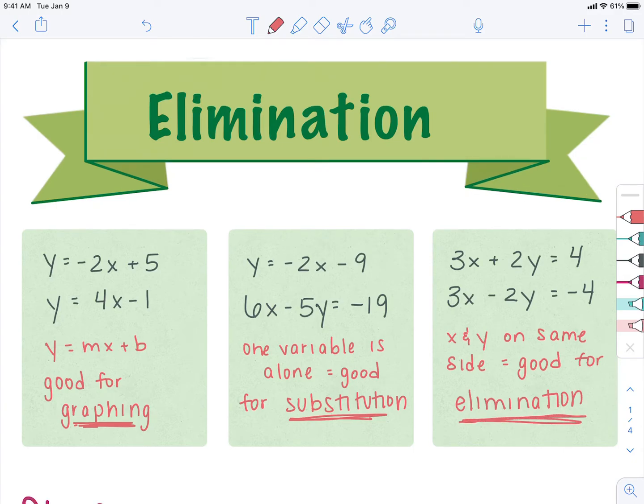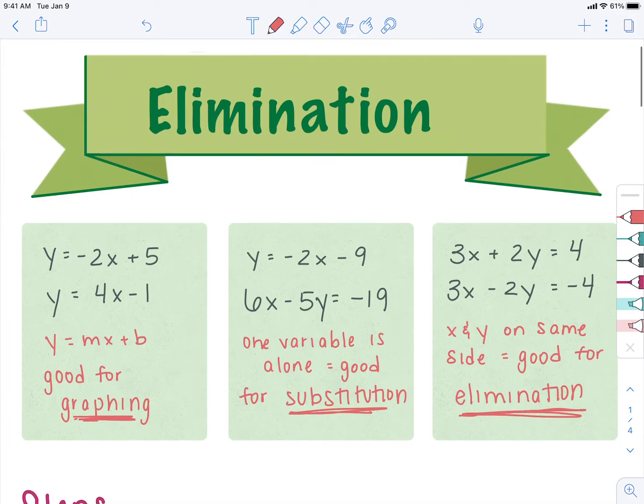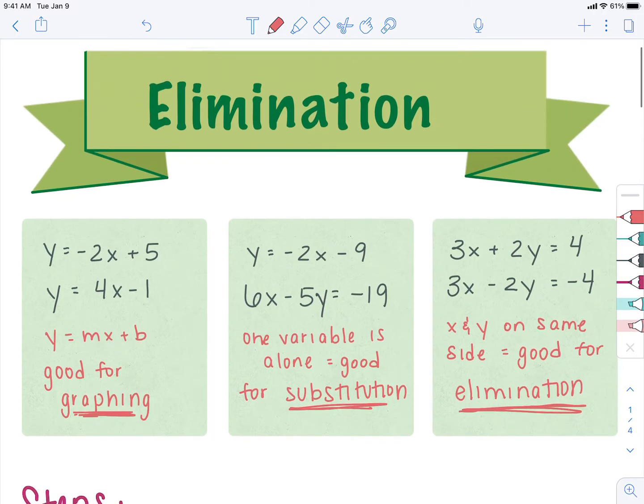Now, you wouldn't be wrong if you chose to manipulate the equations and rewrite them so that you could use your preferred method. It's just faster and more efficient if you can recognize what kind of situation they're giving you and which method would be the best one to use. It just helps you solve them quicker with less steps. So now that we know that elimination equations have our x and y's on the same side, they also have very similar coefficients. Let's talk about what we have to do in order to solve by elimination, and then we'll actually solve one.